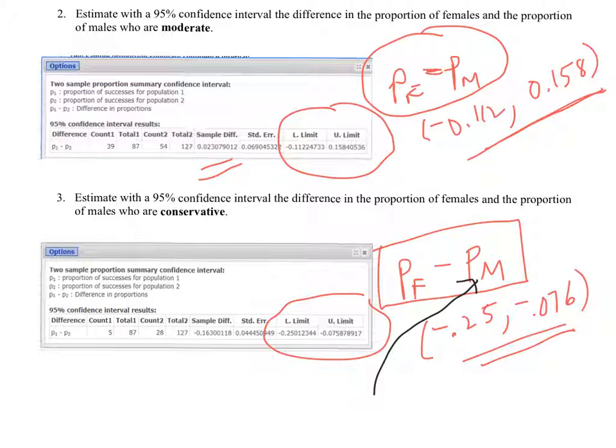All of this, like I said, can be done with StatCrunch. No need to do any hand calculations for getting confidence intervals for the difference in two population proportions.